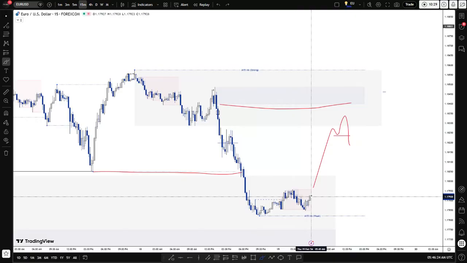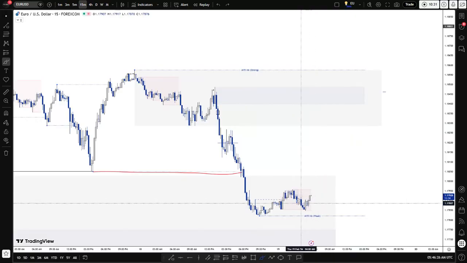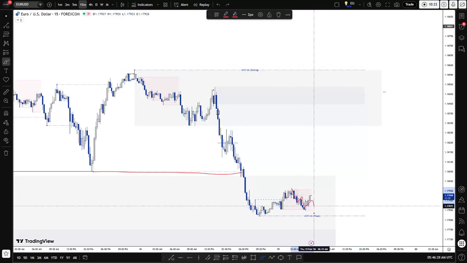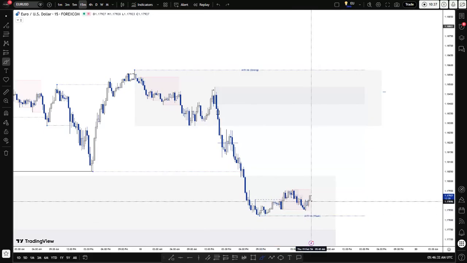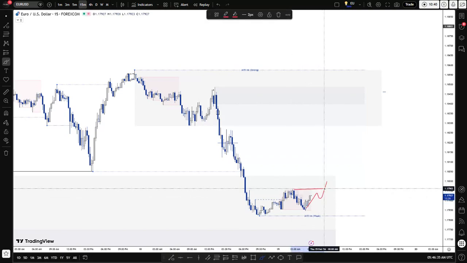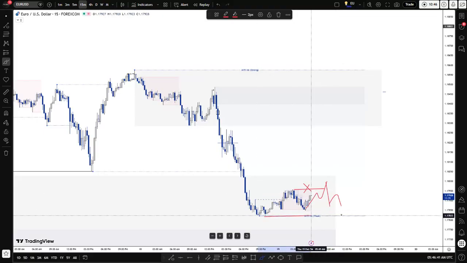Or if you want to be aggressive, you can follow this order flow to the weak low, but it will be best if we wait for a sweep of this Asian high followed by an order flow shift, then we can look for shorts targeting the weak internal low. So that's all for today's pre-session analysis.